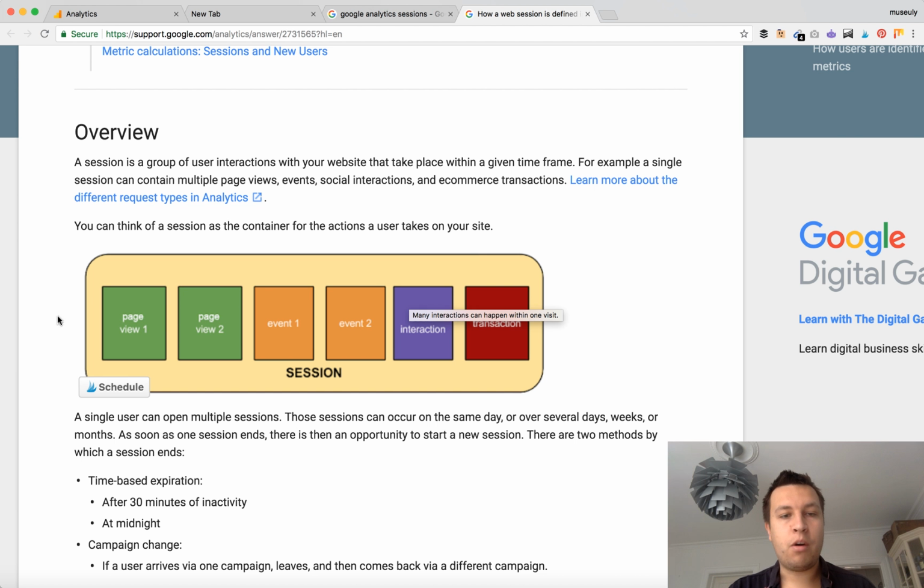He views the home page, then he goes to the pricing page on your website. Then he clicks on a button, book a demo, for example, or trial sign up. Then he wants to share your page on Facebook, and then he buys a product in your e-commerce store. So all of this stuff, which probably consisted of, I don't know, 5 page views, 4 events, 1 social interaction, maybe a few transactions, is basically one session.